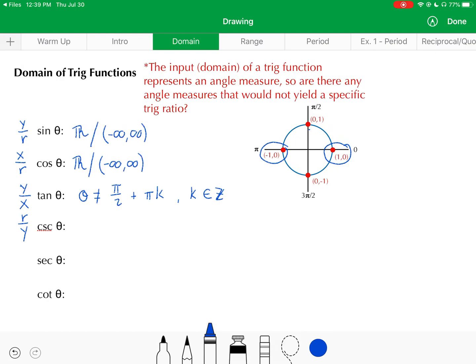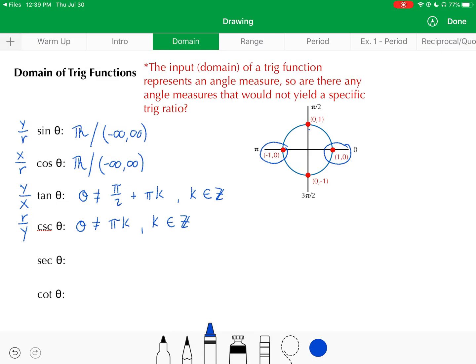So I'm going to write that. I'm going to say that theta cannot equal. You could write 0 plus, but it's not necessary. Really, you just have to say pi k, where k is an element of the integers.